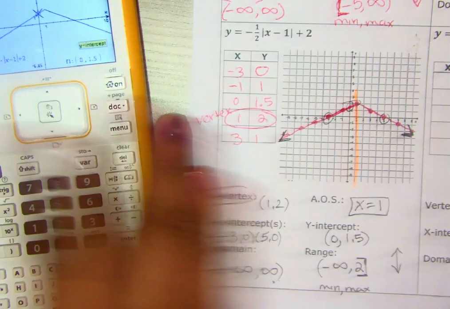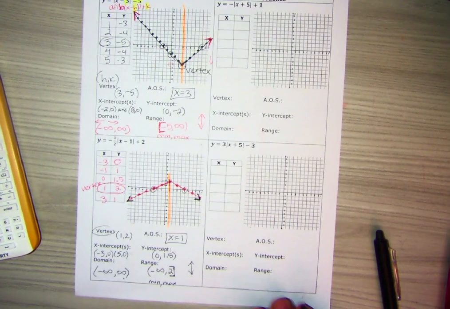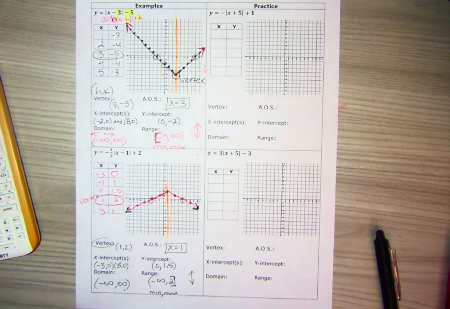Okay, so go ahead and make sure you try the 2 examples on this paper right here. And if you have any questions, let me know.